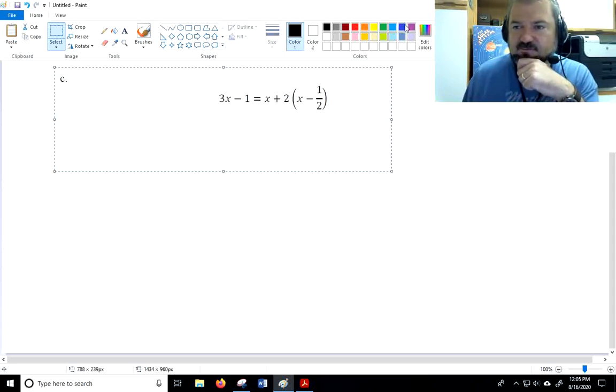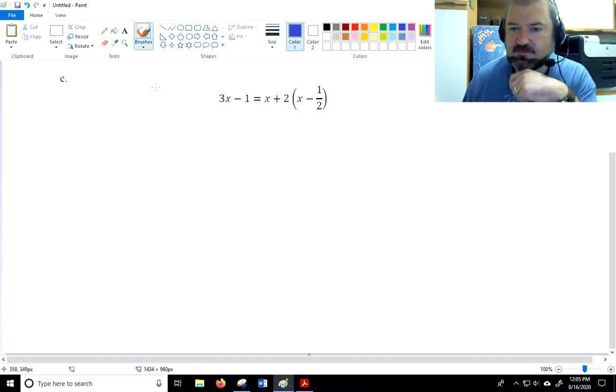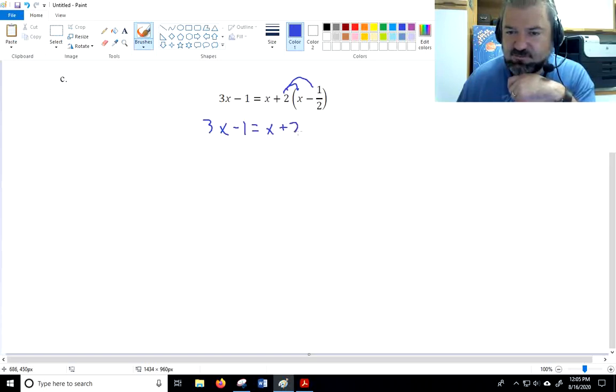Okay, we have some distributing to do here, don't we? I'm going to put that there and there. So this becomes 3x minus 1 equals x plus 2x. And 2 divided by 2 is 1. 1 times 1 is 1, so this is just minus 1. All right, now if 3x minus 1 is equal to x plus 2x, that is 3x.